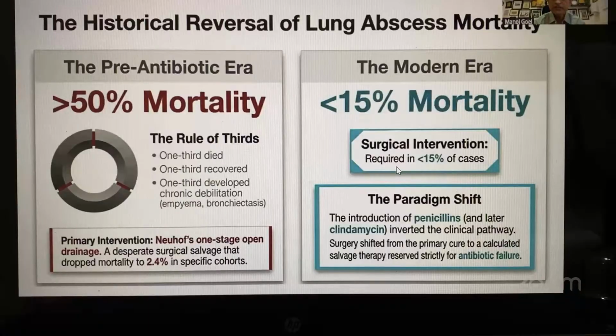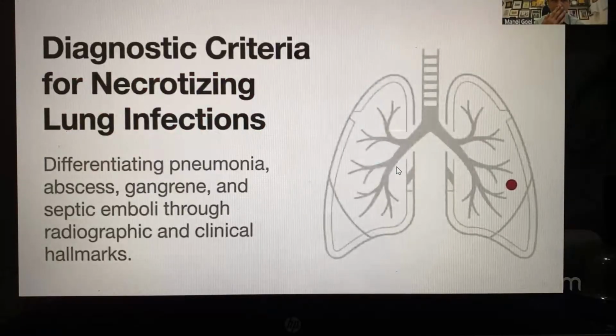But the plus point is there is a historical reversal of lung abscess mortality. In the pre-antibiotic era, the mortality rate used to be more than 50%, and the desperate surgical salvage in the form of a Neuhaus one-stage open drainage used to be the primary intervention. But in the modern era, the mortality has come down to less than 15%. Surgical intervention is now required in less than 15% of the cases. This paradigm shift has been brought about by the introduction of antibiotics, especially penicillin and clindamycin, which have inverted the clinical pathway in these patients, and surgery, which used to be the primary cure in earlier days, has now become just a salvage therapy reserved strictly for antibiotic failure cases.